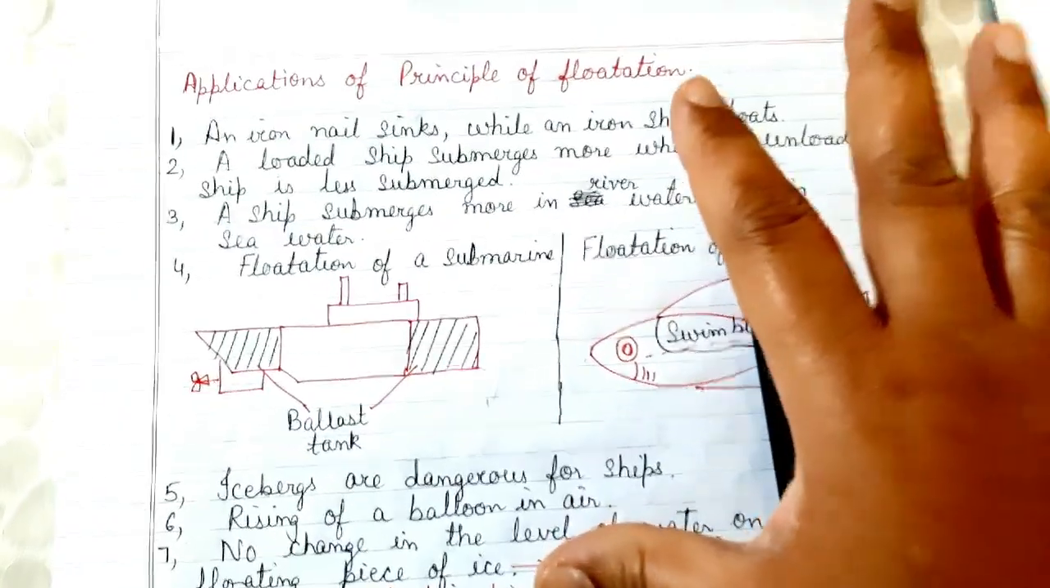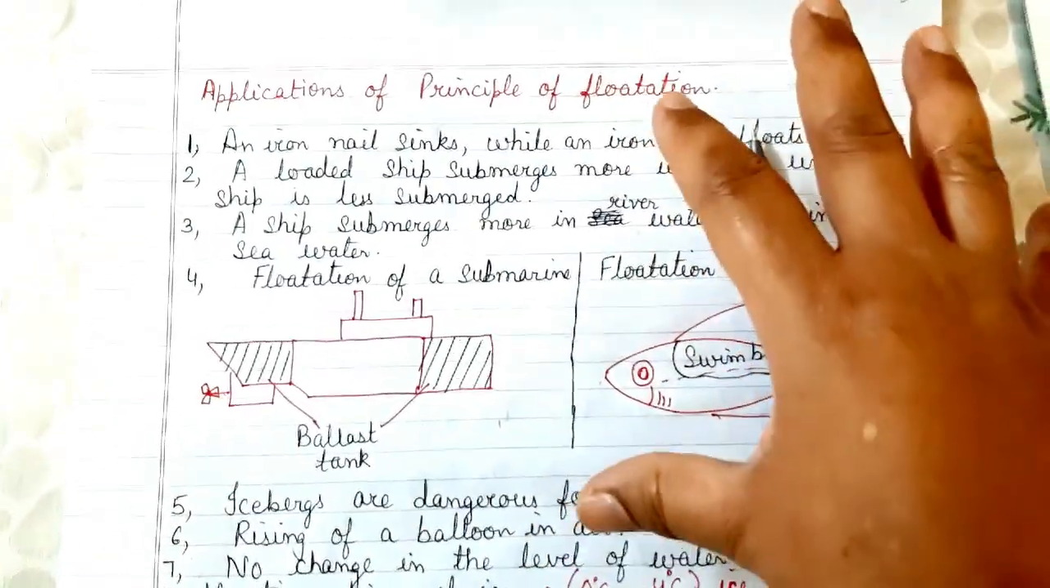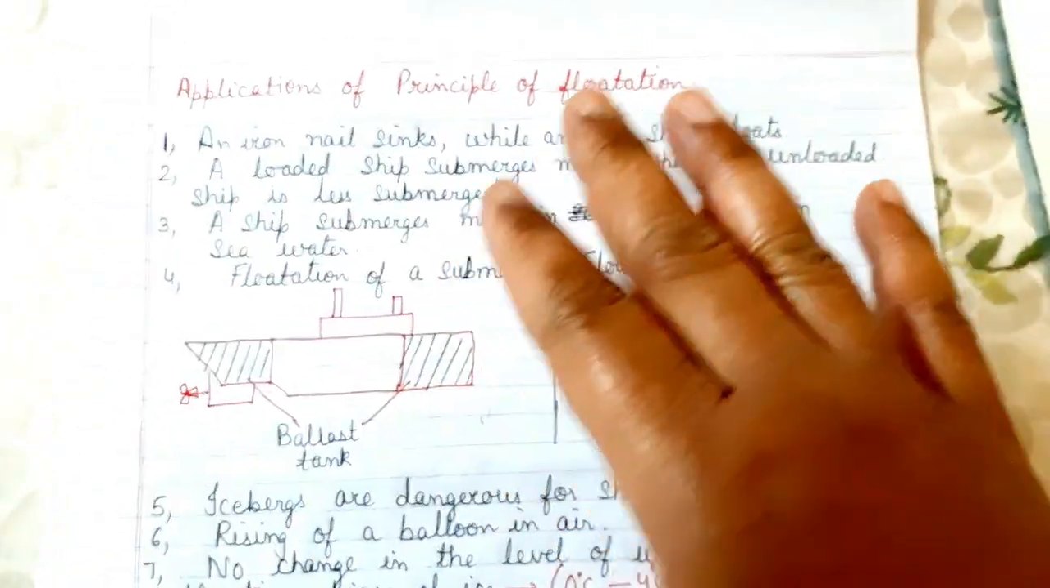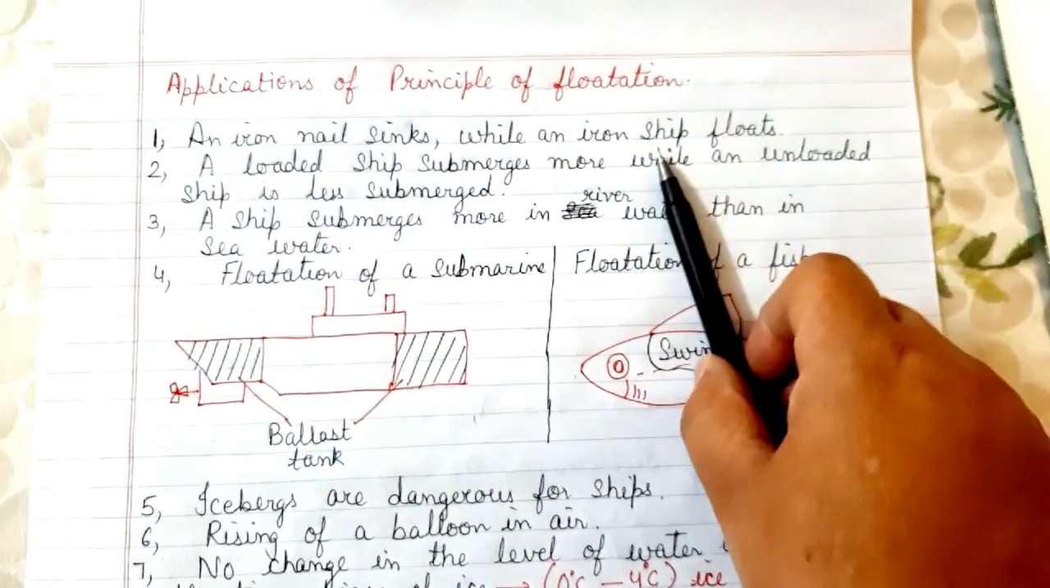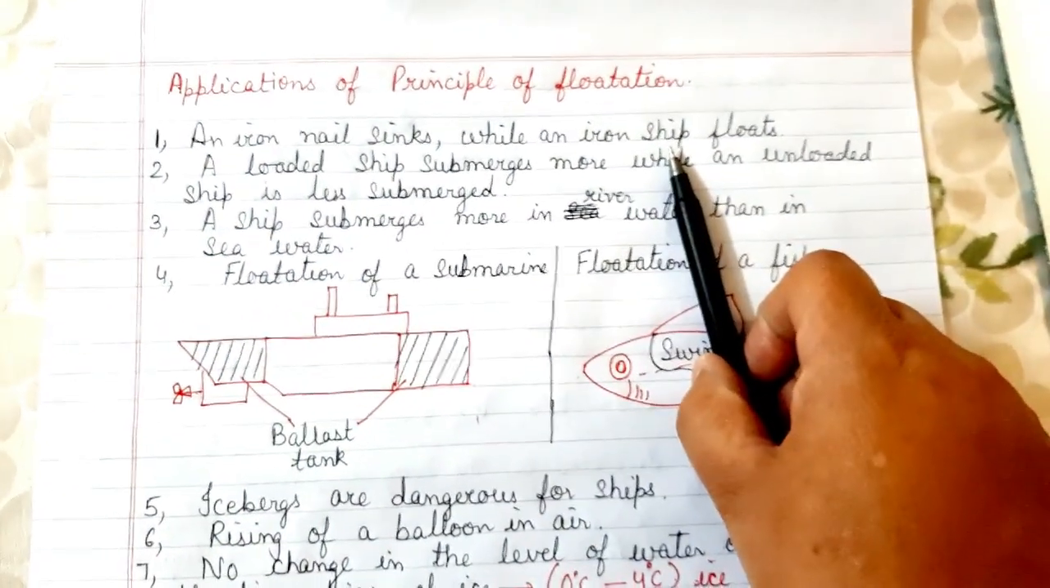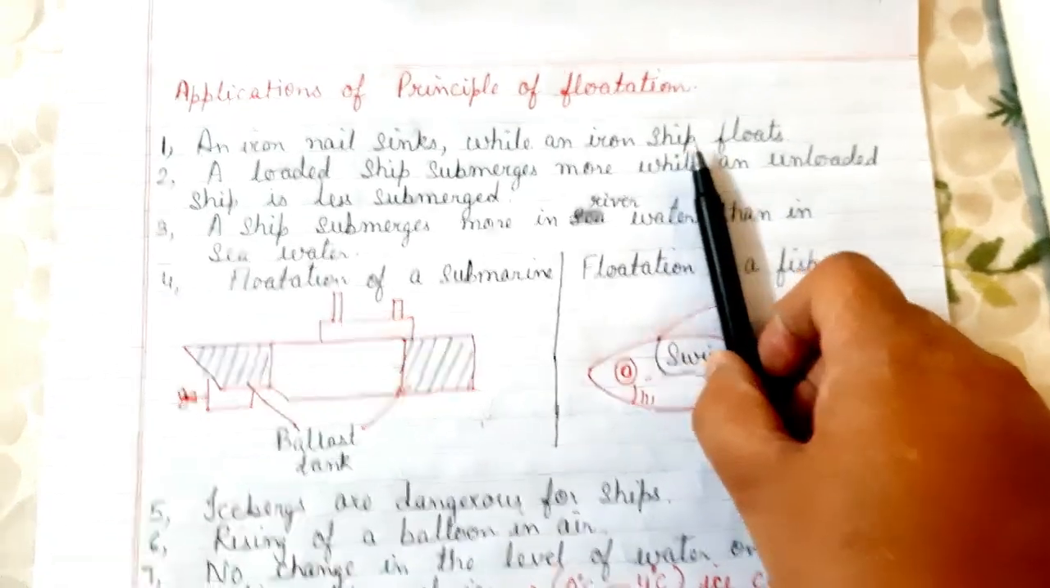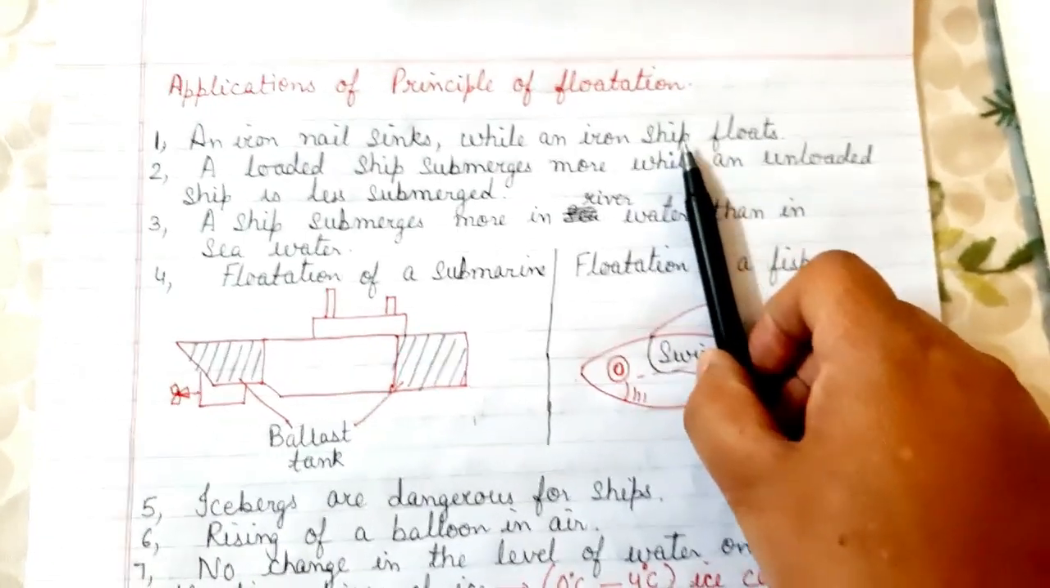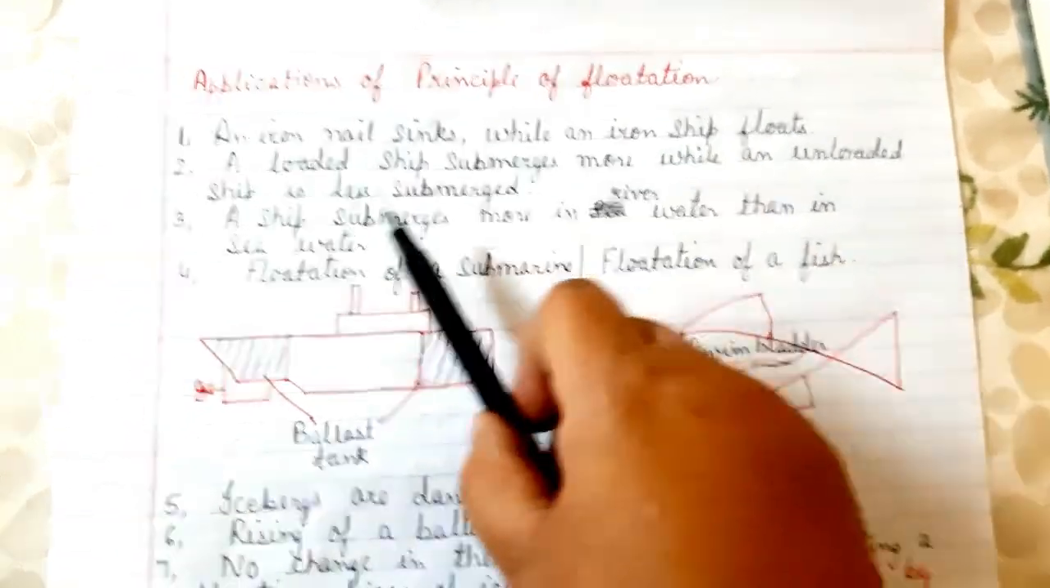So when it moves over water, it displaces a large amount of water which is equal to its volume, and therefore the upthrust acting on the ship is huge, which pushes it up. So due to that, it floats in water. Look at the second one.